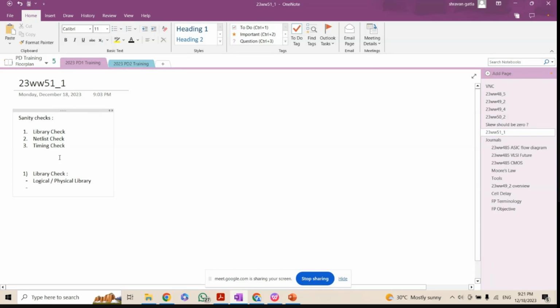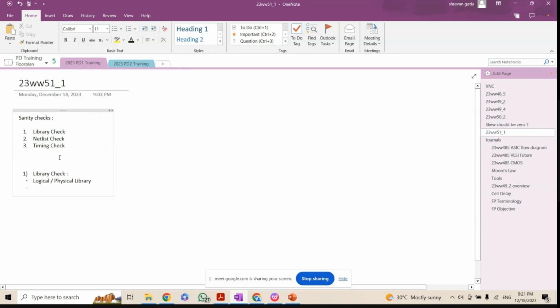There is a command called check design dash netlist. This command will dump one report. You need to go inside that report and check whether there are any floating cell inputs, outputs tied to zero, I mean ground, any multi-driven nets, or any combinational loops in that report or not.